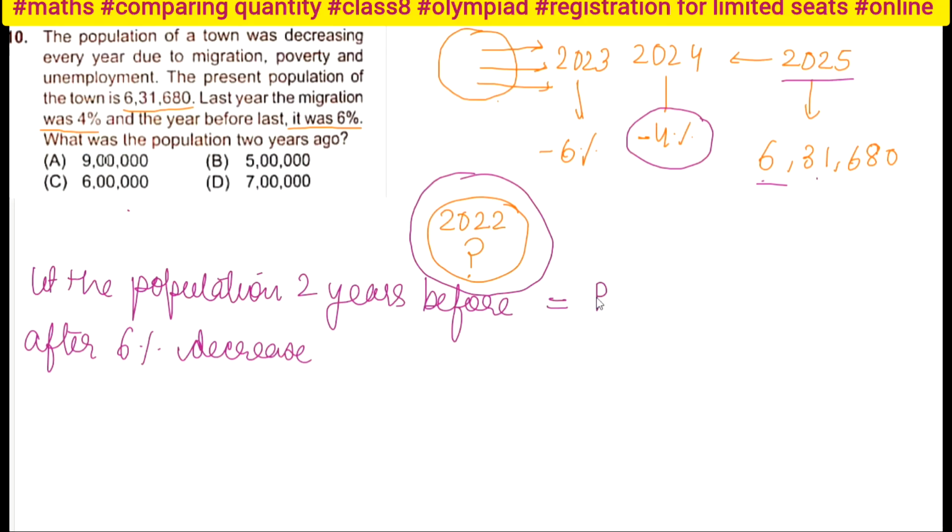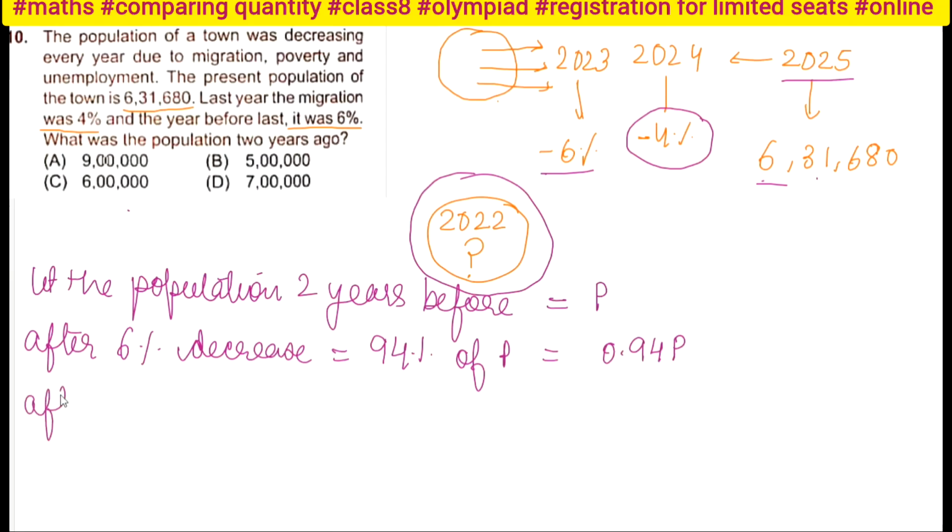because I am saying this in my example, the first will be 2023. So in 2023 the population is decreasing by 6%. After the 6% decrease, how much does my population become? Suppose initially it was 100, so it will become 94% after 6%. 94% of P, or I can say 0.94 P.